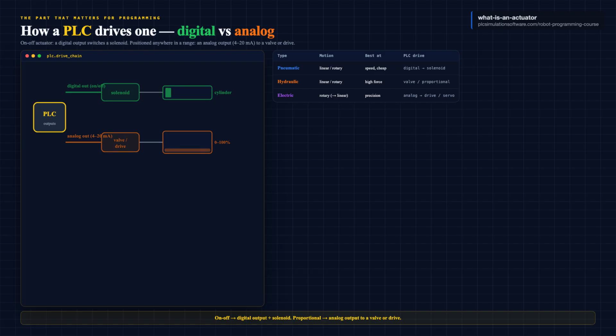For an actuator that needs to be positioned anywhere in a range, the PLC uses an analog output. It sends a signal, classically 4 to 20 milliamps, to a control valve or a variable speed drive. 0%, 50%, 100%, anything in between. So the rule of thumb is simple. On-off actuator, digital output, and a solenoid. Proportional actuator, analog output to a valve or a drive. Get that mapping right, and the rest is just logic.